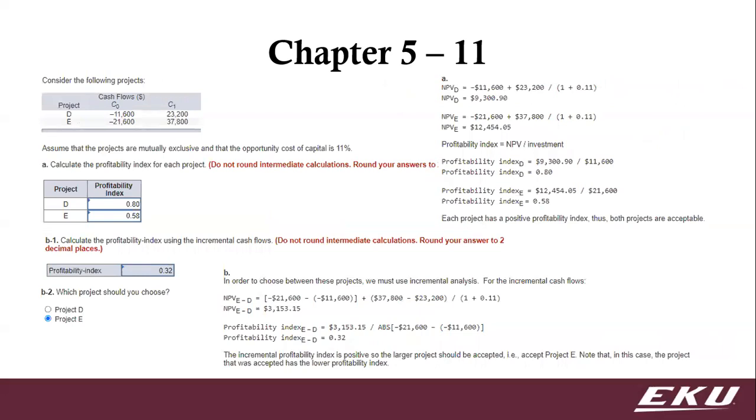Okay, this is another project comparison, right? Their cash flows are listed up there. We assume they're mutually exclusive. We have our cost of capital is 11%, so that's how we'll discount it, right?